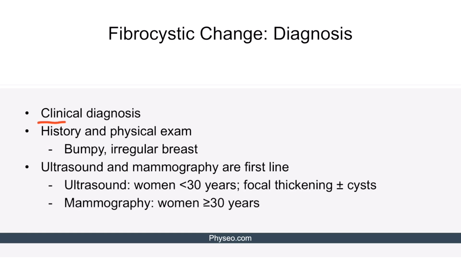Fibrocystic breast change is a clinical diagnosis. It should be suspected in patients with classical history and physical exam showing bumpy, irregular breasts. Ultrasound and/or mammography are considered first-line after history and physical exam. Ultrasound is the method of choice for women less than 30 years of age and will show focal thickening with or without cysts. Mammography is performed on women who are 30 years of age or older.